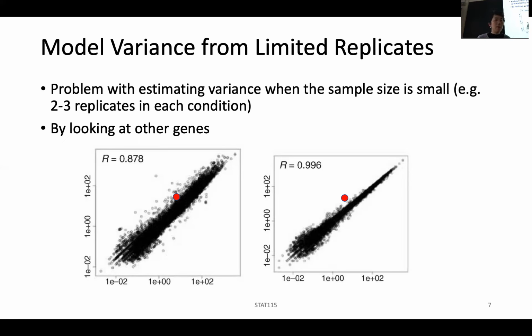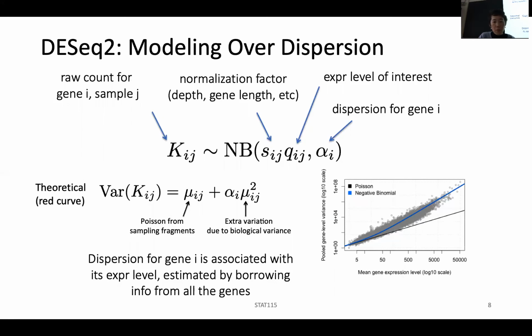And that's what people are trying to do when you look at RNA-seq experiments with 2 to 3 replicates, by looking at the noise in all of the genes together. Okay, so how do you do this? Here you can see each dot is 1 gene, and the x-axis measures the expression level of the gene, and the y-axis measures the variance of this gene. And you can see here that the variance is higher than the mean.